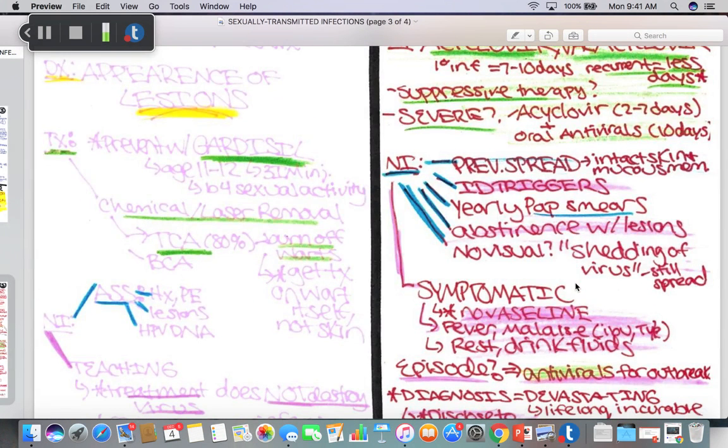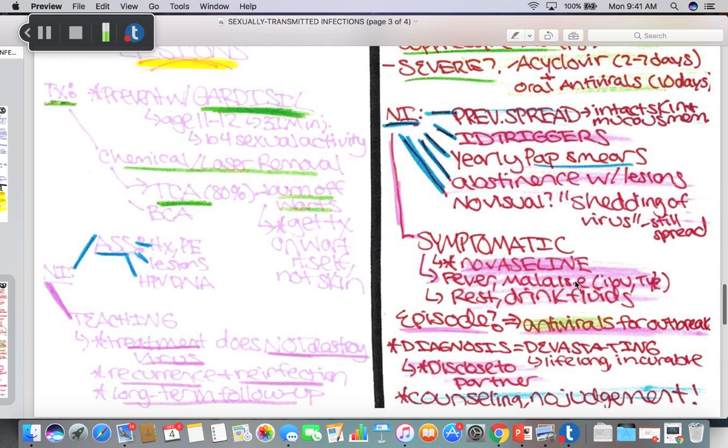For symptomatic management, make sure they do not put Vaseline on it. They can have fever, malaise. If they feel terrible, you can give them ibuprofen or Tylenol. Have them rest and drink fluids. If a patient has an episode, make sure they know how to take antivirals for an outbreak.